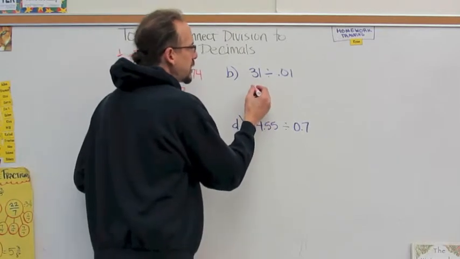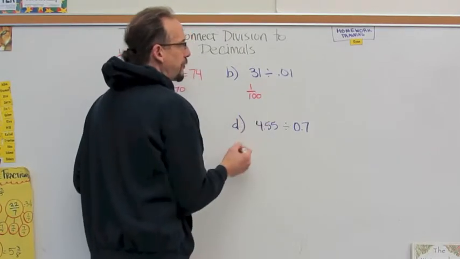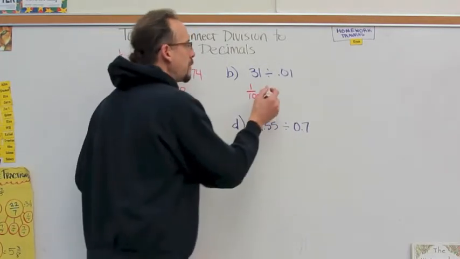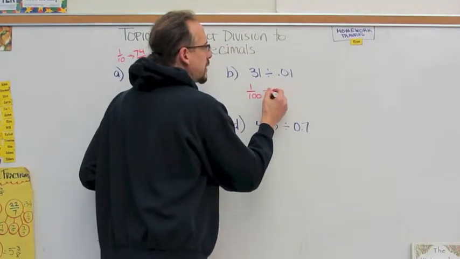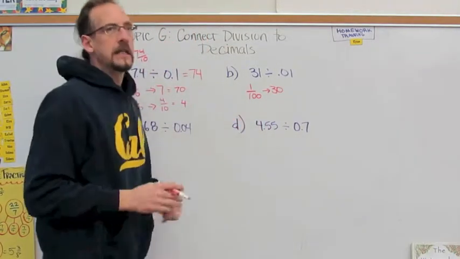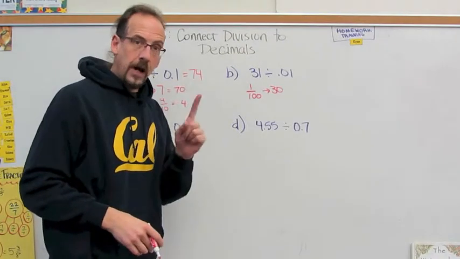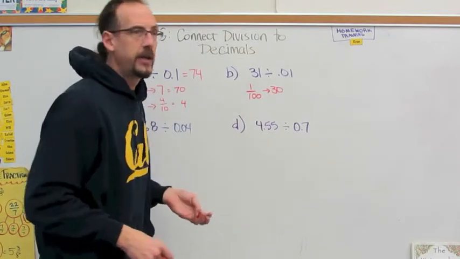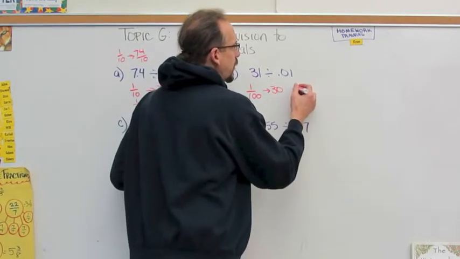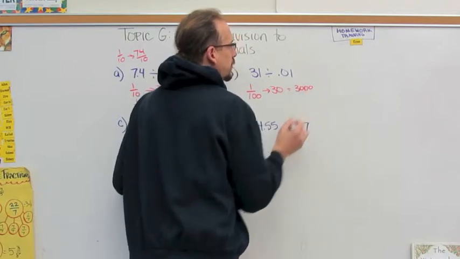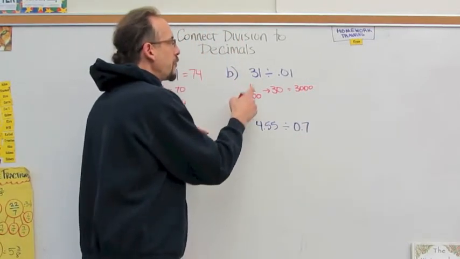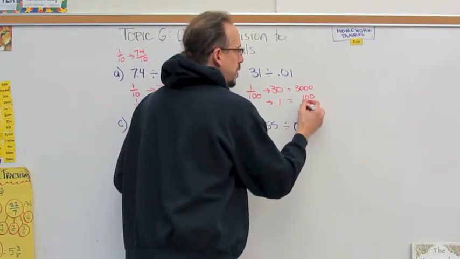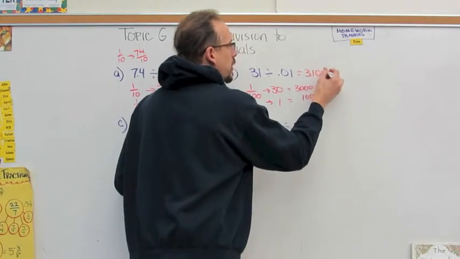Here's another problem. This says how many 100ths are in 31? And I might think, how many 100ths are in 30? Again, I would think there are 100 100ths in 1. So there would be 30 times 100 in 30, and 30 times 100 would equal 3,000. And then how many 100ths are in 1? That would be 100. And so this would equal 3,100 of them.